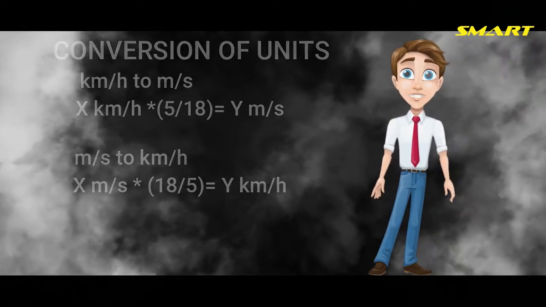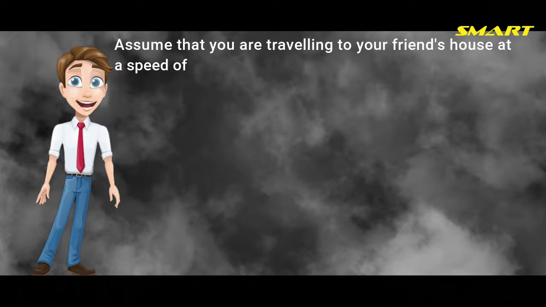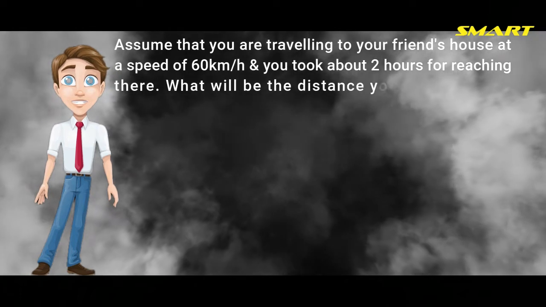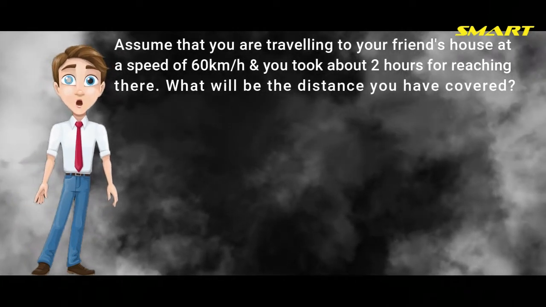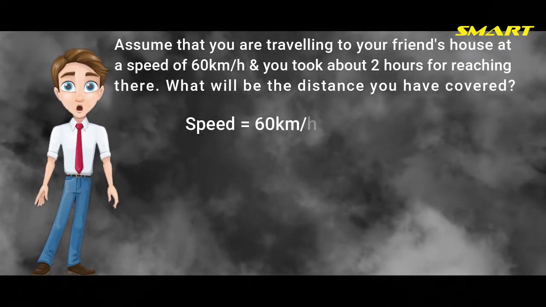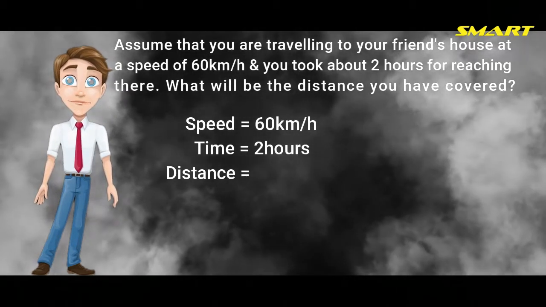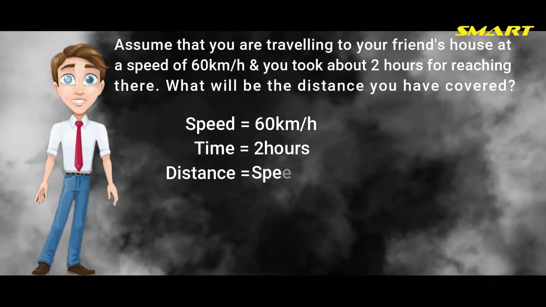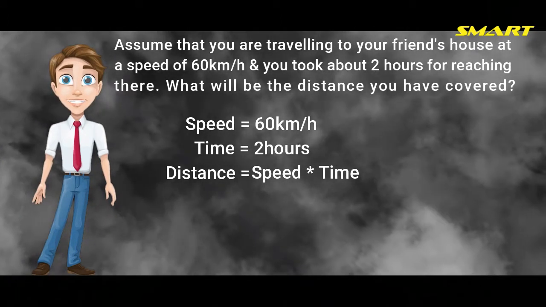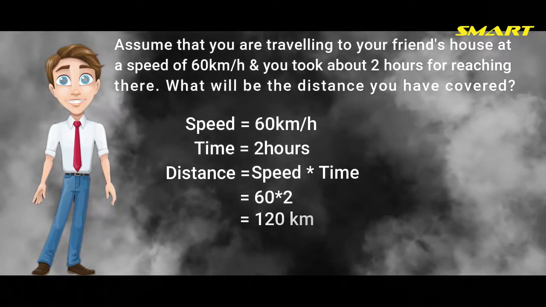Now let's try some basic problems. Assume that you are traveling to your friend's house at a speed of 60 km per hour and you took about 2 hours to reach there. What will be the distance you have covered? So let's solve this. In the question, they have given us speed is 60 km per hour and time taken is 2 hours. We have to find the distance, and we know that distance is nothing but speed into time, right? So simply it is 60 multiplied by 2 and we get the answer as 120 kilometers.